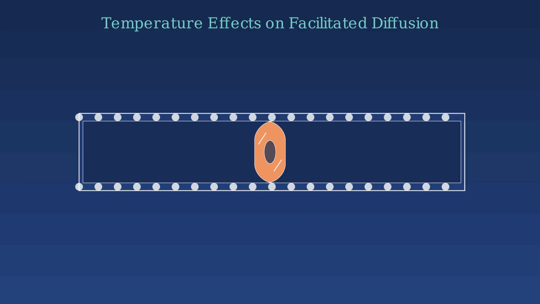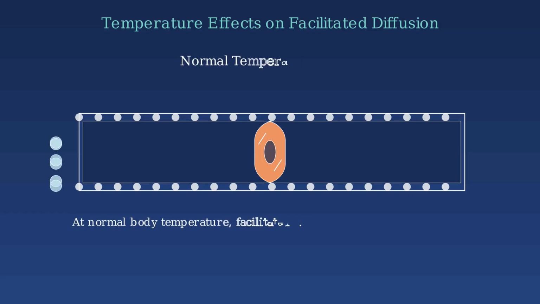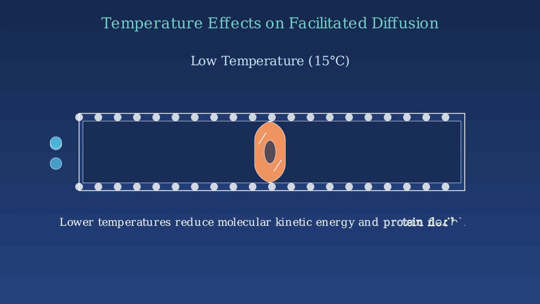Temperature significantly affects how quickly molecules move through transport proteins in facilitated diffusion. At normal body temperature, around 37 degrees Celsius, facilitated diffusion occurs at an optimal rate. When temperature decreases, molecular movement slows down. Lower temperatures reduce the kinetic energy of molecules and decrease protein flexibility.